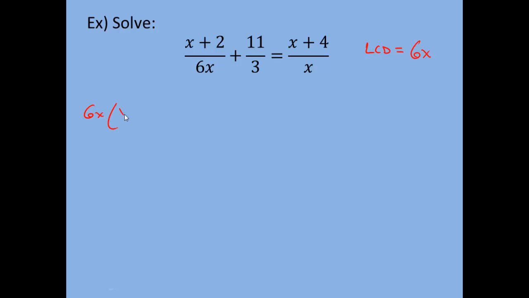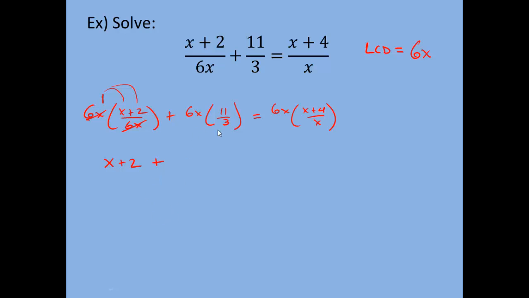So it's going to be 6x times x plus 2 over 6x, plus 6x times 11 over 3 is equal to 6x times x plus 4 over x. Make sure you're multiplying to every term. Right, once we've done this, we're going to cancel and multiply. So 6x and 6x, they cancel out exactly here to a 1. So you've got 1 times x plus 2, and 1 times anything is just itself. So I'm just going to write this as x plus 2. Technically, we distributed the 1 through, but 1 times anything is just itself.